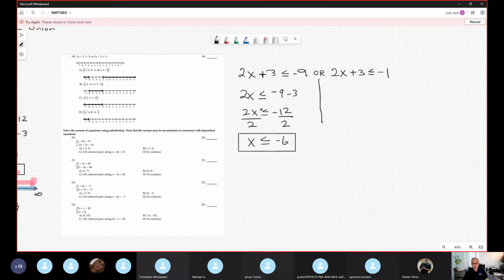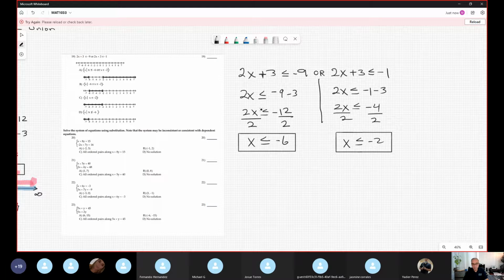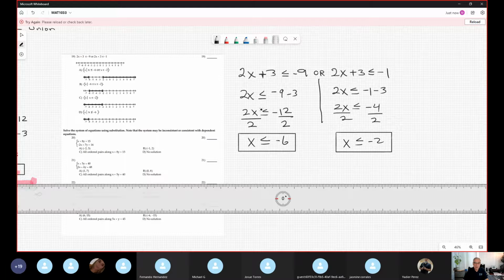Likewise, here, 2x less than or equal to negative 1 minus 3. 2x is less than or equal to minus 4. Divided by 2 positive. Nice. I like positive. When you divide by positive, the inequality sign stays the same. Less than or equal to negative 2. Now I am ready to do the last step. It's the most important. It is to put this statement together in one number line.